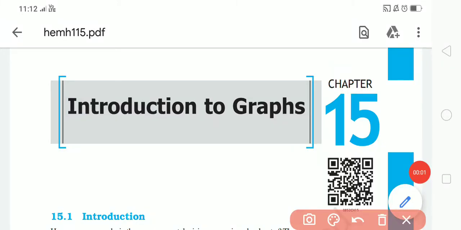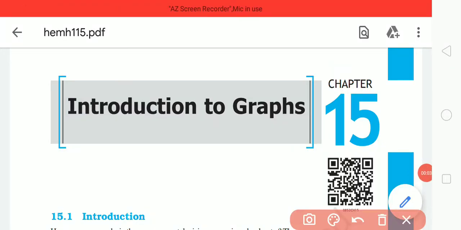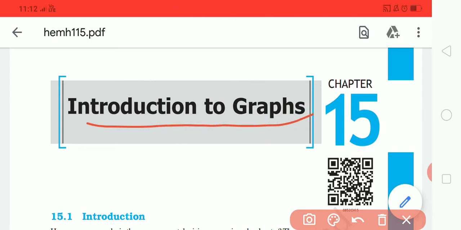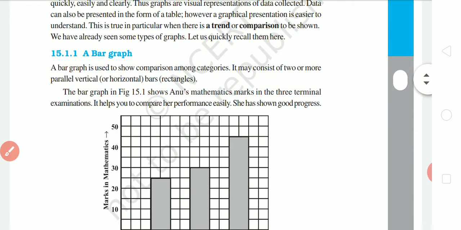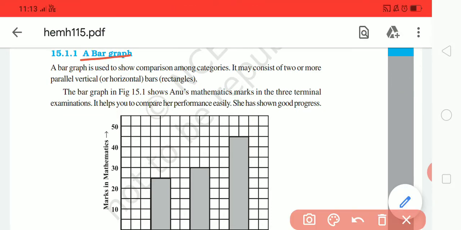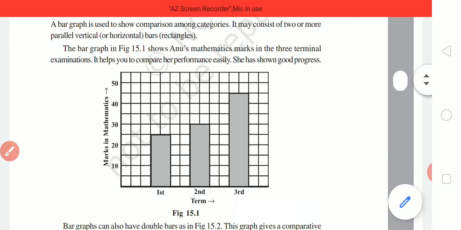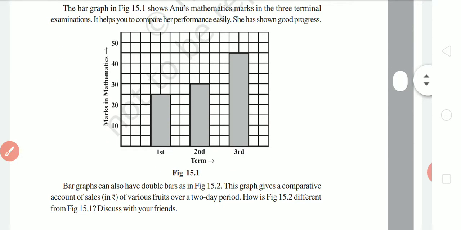Hello everyone, today we are going to start chapter 15, that is introduction to graphs. So let us come to the bar graph at first. What is the bar graph? A bar graph is used to show the comparison among the categories, and it may consist of two or more parallel vertical bars, right? So you can see how we can make a bar graph.